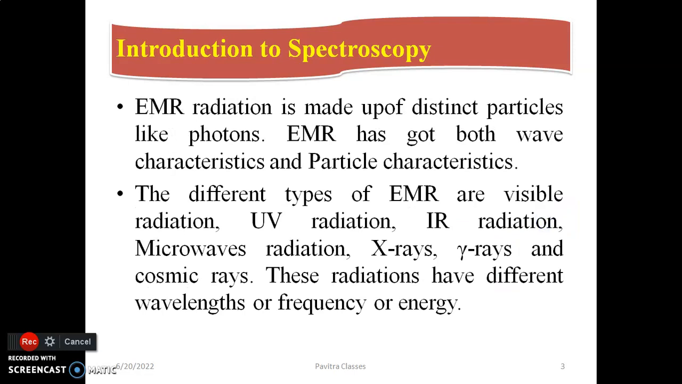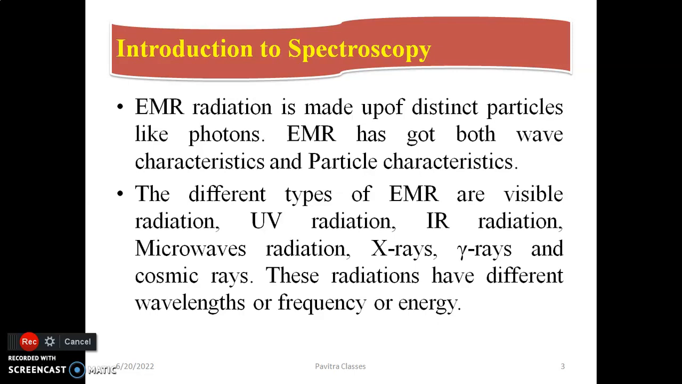Next, EMR radiation usually is made up of distinct particles called photons. EMR has both wave characteristics as well as particle characteristics. The different types of EMR are visible radiation, UV radiation, IR, microwave radiation, X-rays, gamma rays and cosmic rays. These are the different EMR radiations that can be seen in the universe.